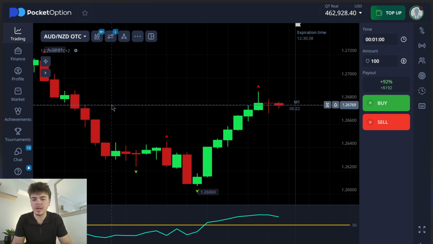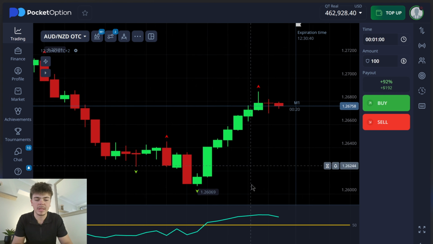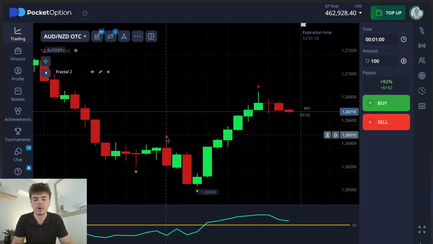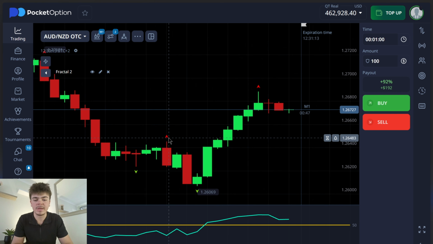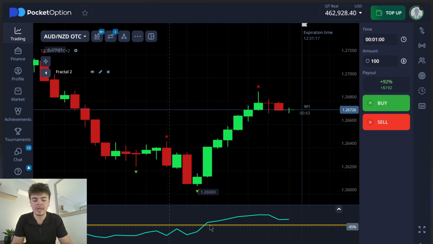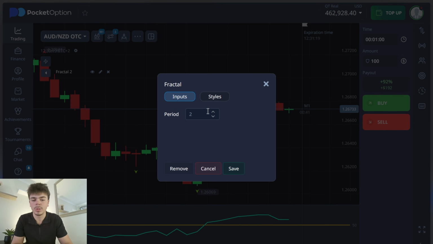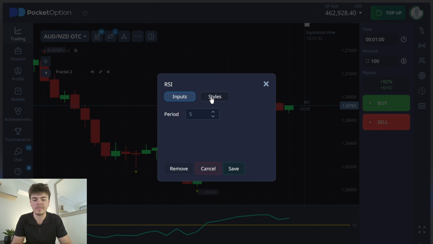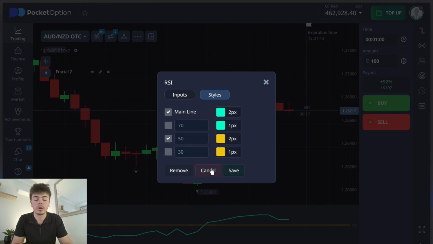Before we get started, I'm going to break down the indicators, the most important part of this entire setup and the strategy itself. The two indicators we are going to be using are the fractal indicator, which are these ones over here, as well as the RSI indicator at the bottom. The fractal uses a period of 2 and the styles can be copied right over here. The second indicator is the RSI, which has a period of 5. You can pause the video to copy all these indicators and their values.